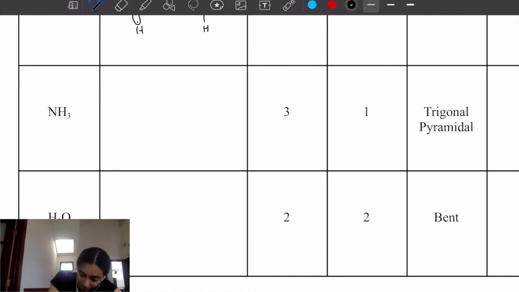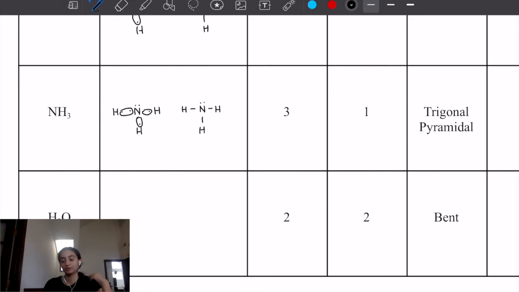So nitrogen has 5 valence electrons. Hydrogen has 1. So this will be a single bond from nitrogen to each hydrogen. And there is 1 lone pair on nitrogen.